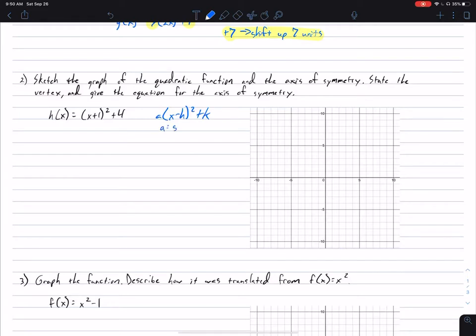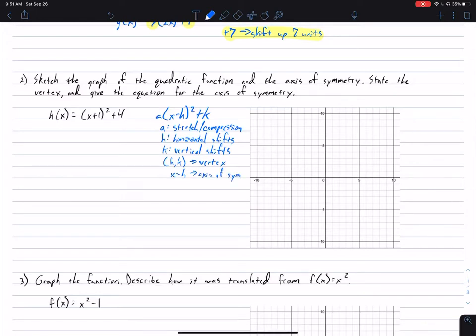I'll repeat it. A determines stretch and compression. H determines my horizontal shifts, or they're backwards. K is my vertical shifts. HK tells me my vertex. And x equals h is my axis of symmetry.